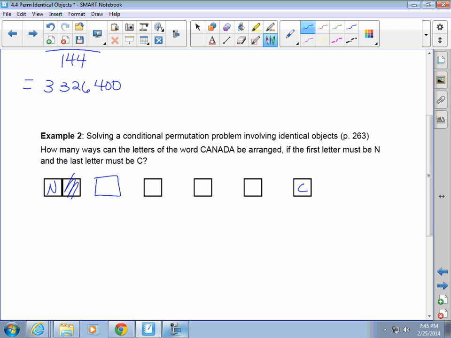So using our NPR function, we know that that is n factorial over n minus r factorial. So if we do this, we've got 1, 2, 3, 4 letters.